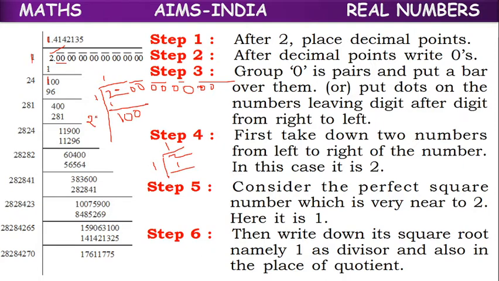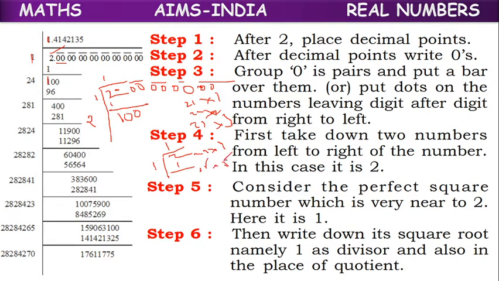Here I have to keep such a number, and here also the same number. If I multiply both, its value should be less than 100. If I keep 1 here, 21 ones are 21. Next 2, 22 twos are 44. Next 3, 23 threes are 69. Next 4, 24 fours are 96.